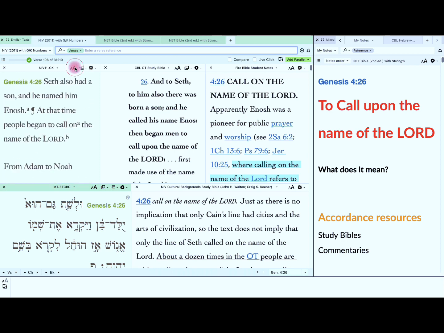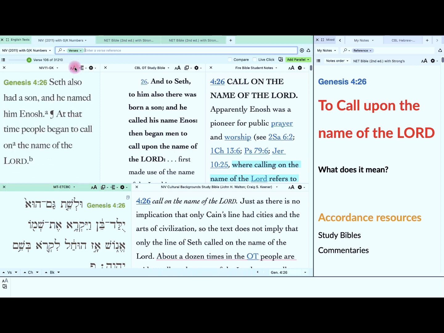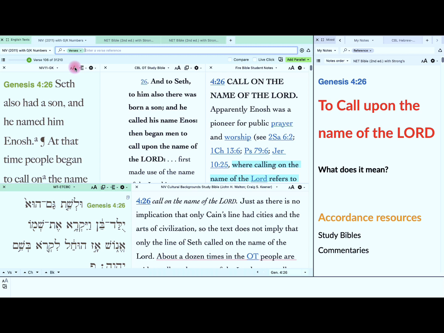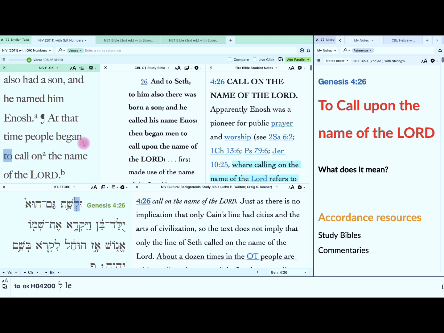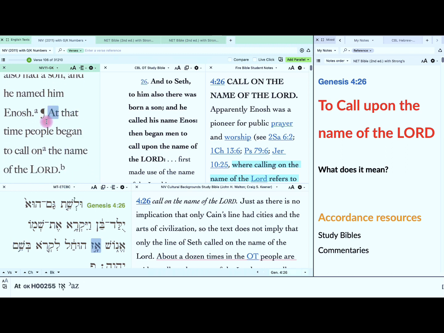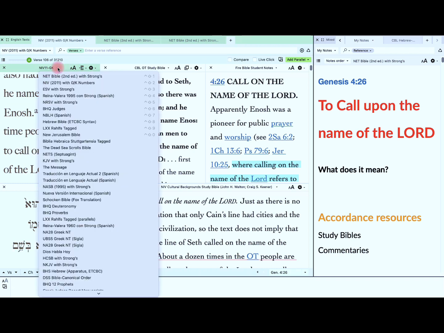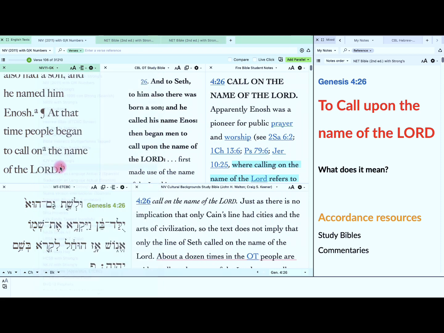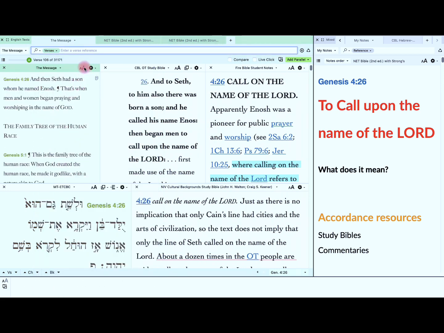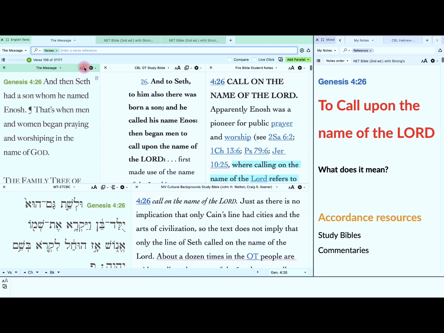Let me use the NIV, New International Version. Okay, it says, Seth also had a son, and he named him Enosh. At that time, people began to call on the name of the Lord. Okay, and one more. Maybe we should read this, the Message. Have you heard of that Bible? It's very interesting. It's a very interesting one.